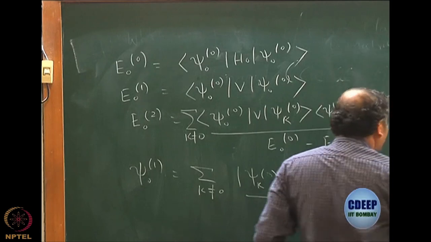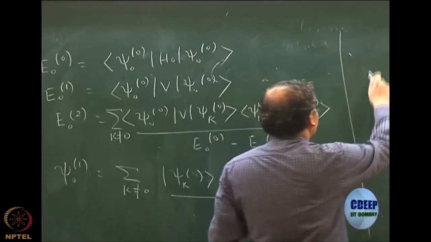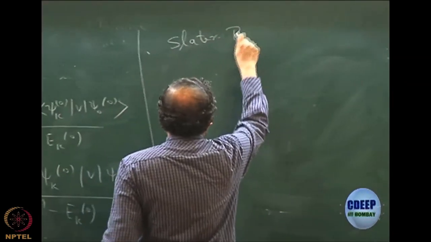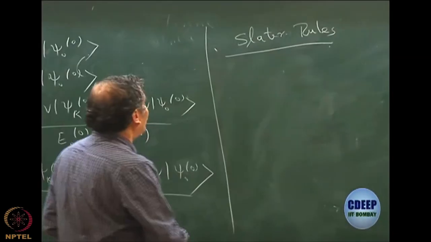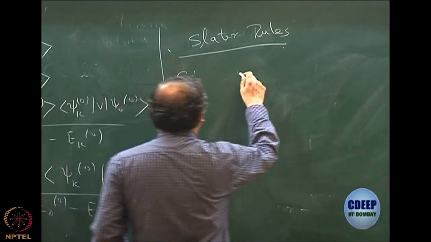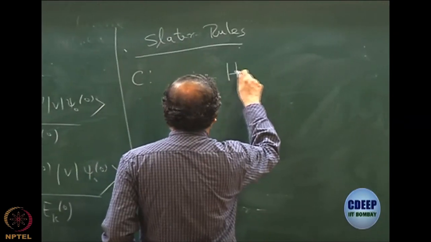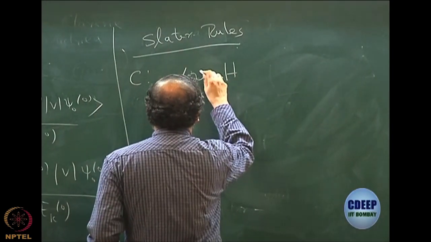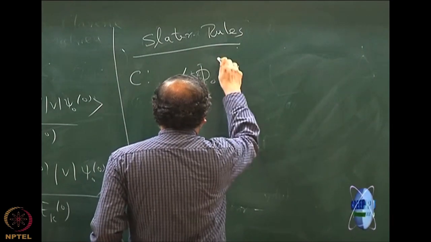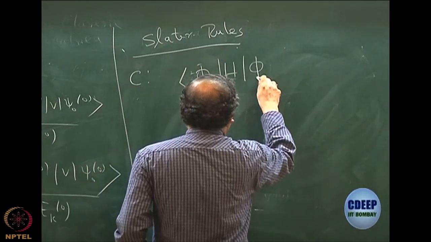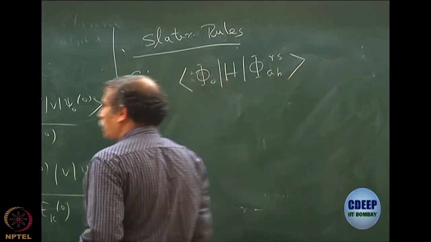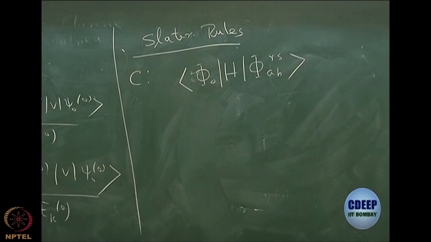But before I do that, I have to discuss the third Slater rule. The last Slater rule that we will discuss is the matrix element of the Hamiltonian between two determinants, let me call them psi 0 or let us say phi 0, it does not matter, which differ in two occupancies. I was calling them psi, I am just calling them phi, it does not matter.